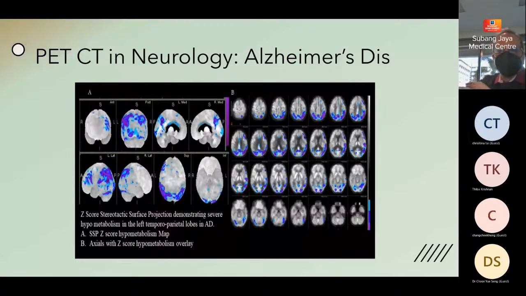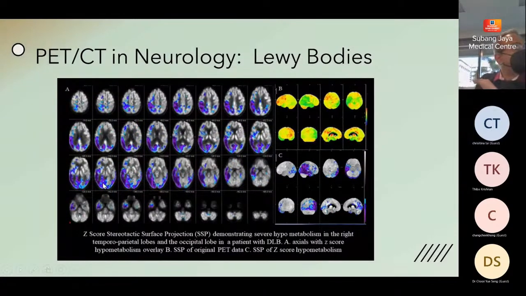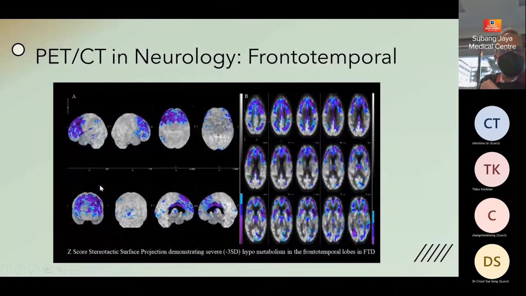Now this is in diffuse Lewy body disease. You can see the occipital lobes and the temporal parietal lobes are affected here. In these patients, you find they have hallucinations, visual hallucinations, and one of the reasons is the area where the disease affects. And this is in frontotemporal lobe dementia. You can see the frontal lobes, the uptake is reduced.